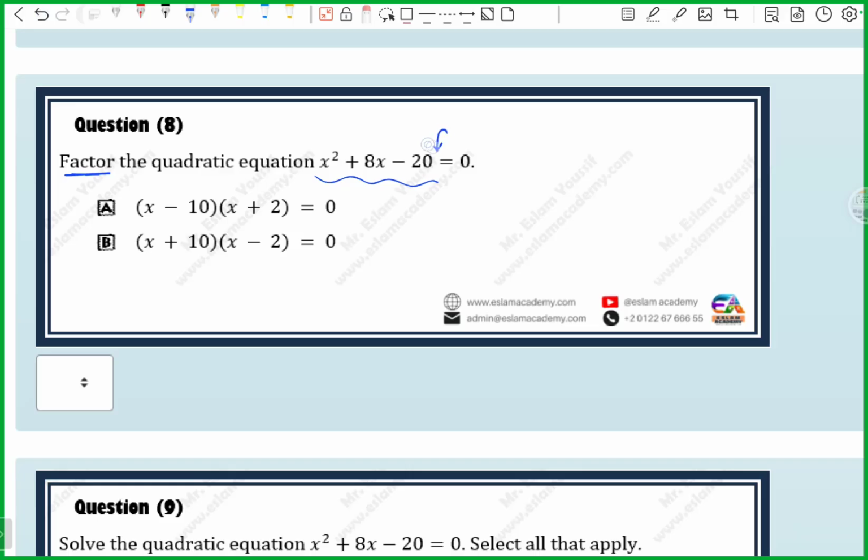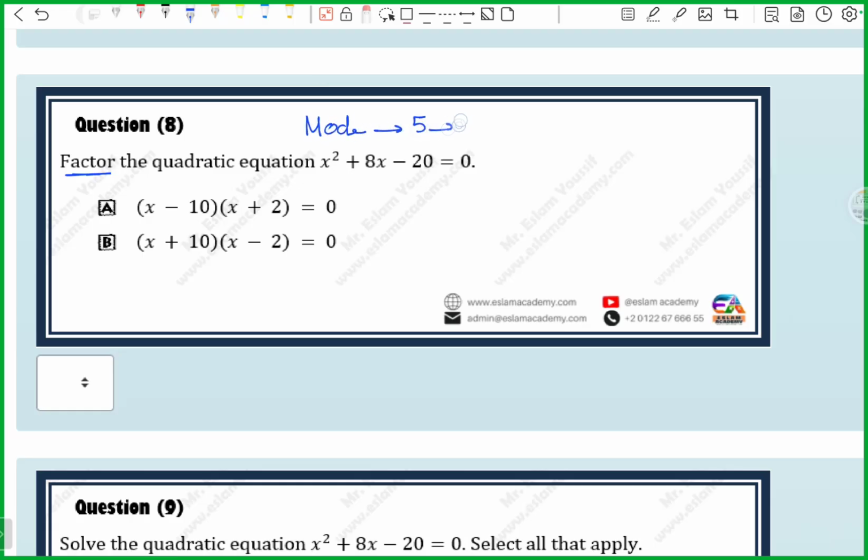Look at the last one. Is there any variable for the last one? No. So there is no common factor for the variable. It means there is no common factor. Then I will go to the next step. What is the next step? Identify how many terms we have. 3. The easiest way for 3 terms is to use mode 5, 3.